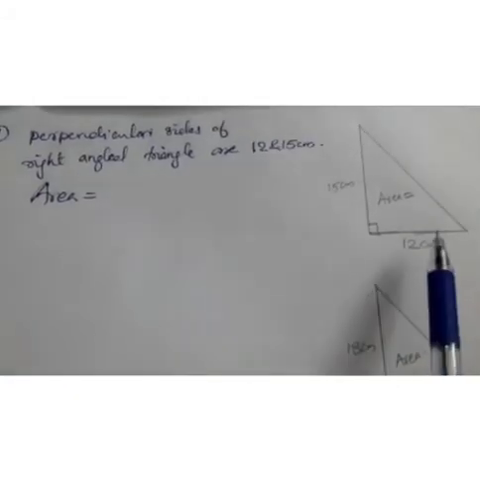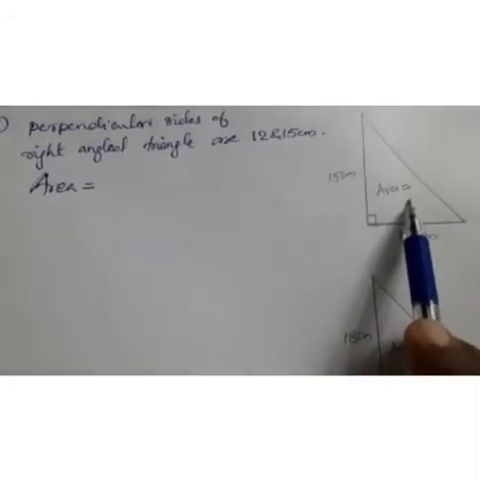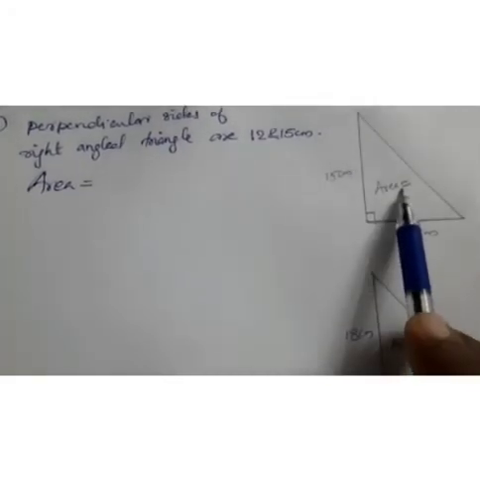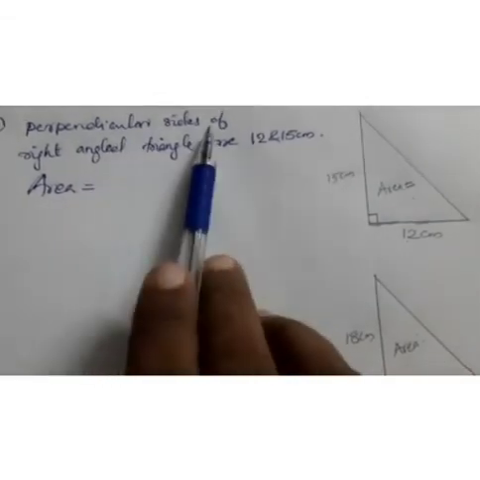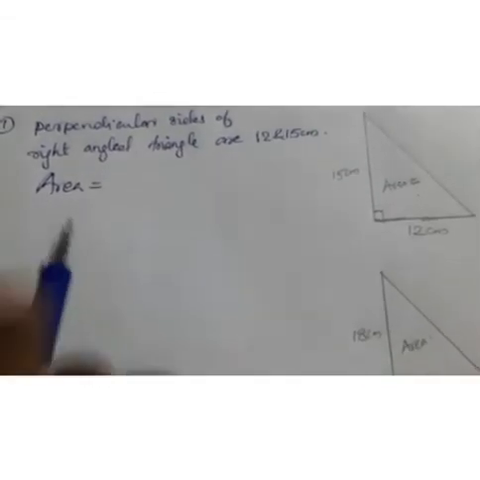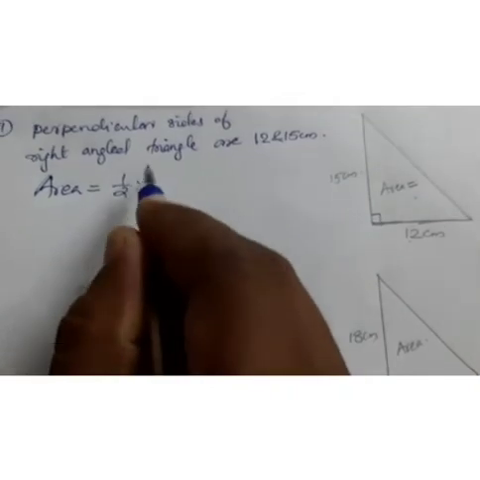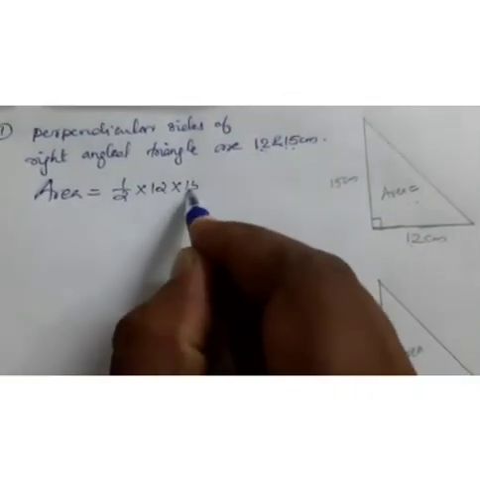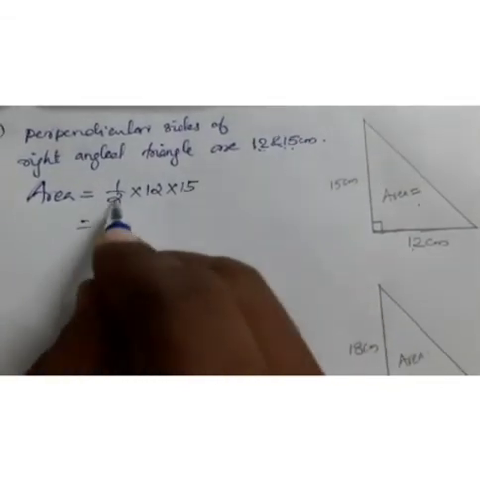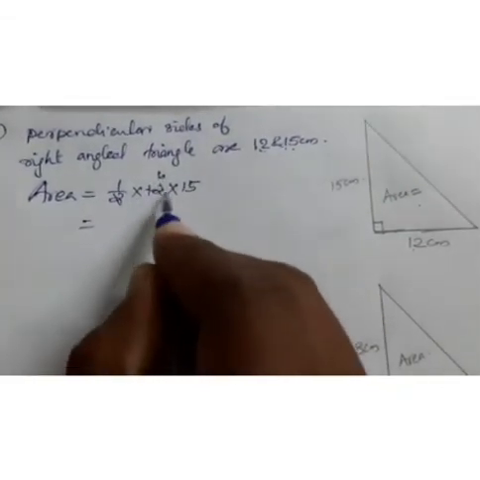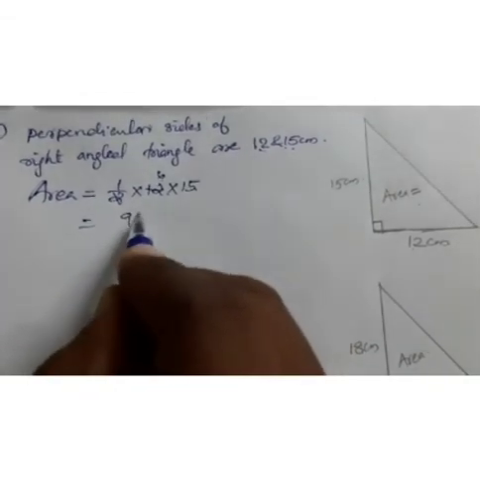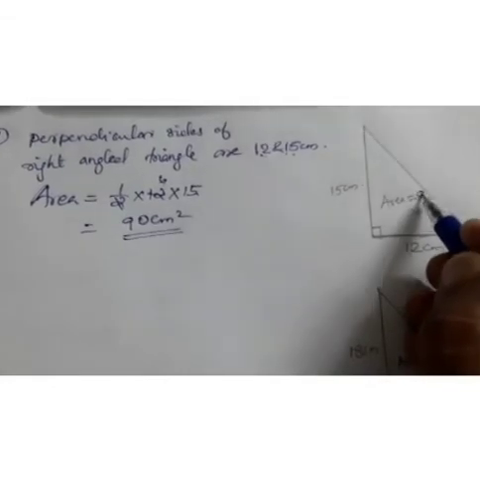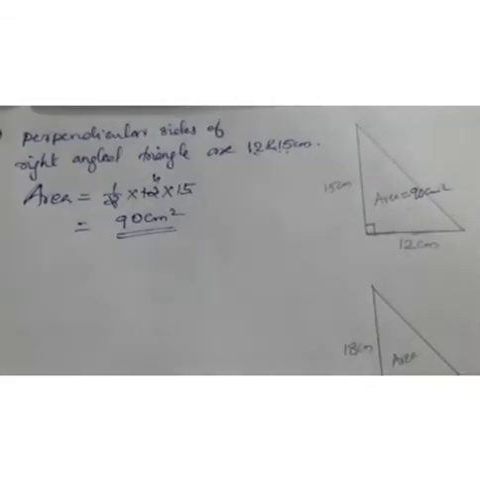So for the first triangle, the area is not given, but the perpendicular sides are given. So using these perpendicular sides, we can find out the area. So perpendicular sides are 12 and 15. What is the area? Half into product of perpendicular sides. 12 into 15. So 2 6s are 12, 15 into 6 is 90 centimeter square. So the area of the first triangle is 90 centimeter square.